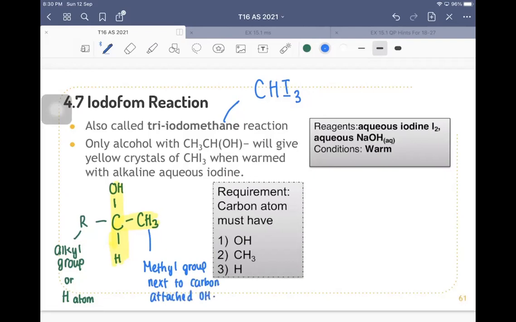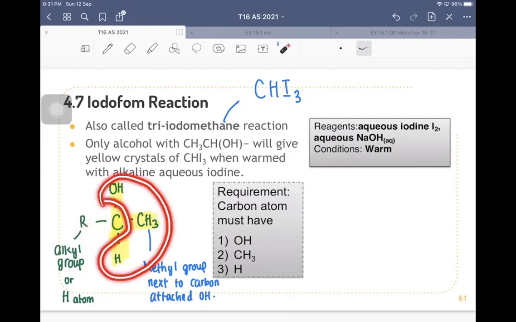Okay, what if you have all CH3? Can this react in iodoform reaction? Cannot. Why? Because you are missing the hydrogen. You must have all 3 present. Okay, if this was a hydrogen, this is a hydrogen, and this is also a hydrogen, this molecule cannot react in an iodoform reaction. Why? Because the methyl group is missing. Okay, so you must have all 3 in one molecule.